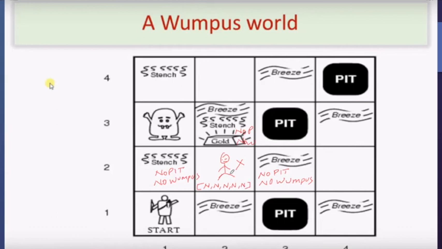Now, where will it go? It can go in any direction, because in the adjacent there is no pit. So I think you understand here, because it is none, none, none, it means in the adjacent there is no problem.